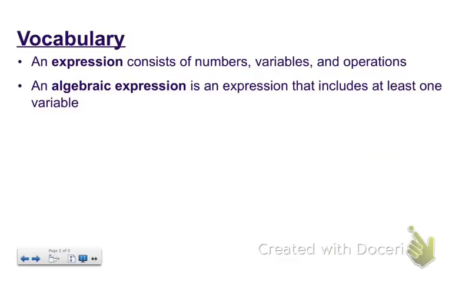Alright, so vocabulary. An expression consists of numbers, variables, and operations. Notice no equal sign. And an algebraic expression is just an expression that includes at least one variable. So it's that variable that makes it algebraic. And don't forget, expression means no equal sign.